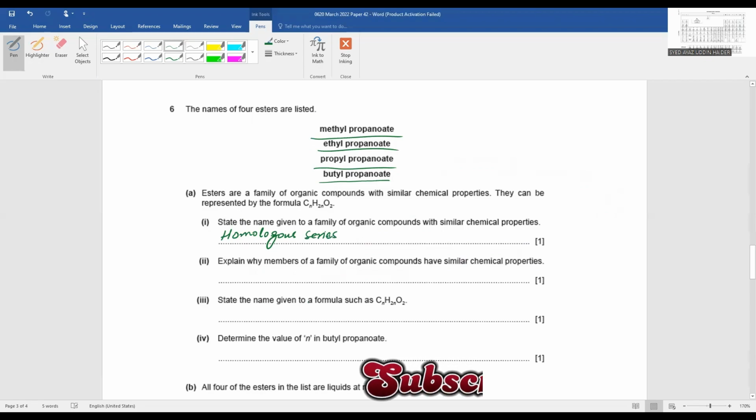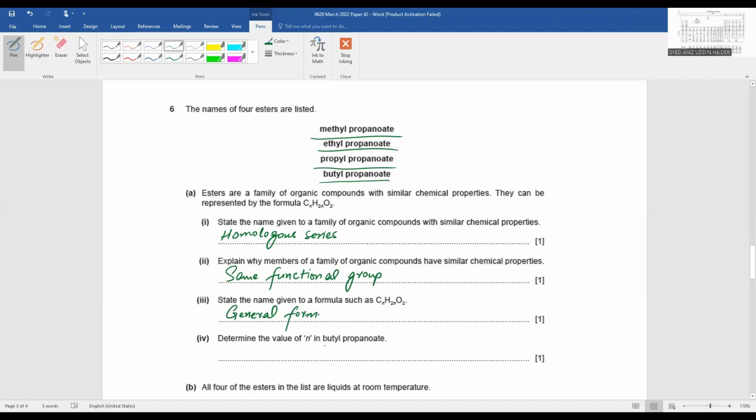Explain why members of a family of organic compounds have similar chemical properties. Only one reason: they all have the same functional group. State the name given to a formula such as CnH2nO2. It's the general formula for the family of esters. Determine the value of n in butyl propanoate. Butyl means 4 carbons, propanoate means 3 carbons. So n should be 7.